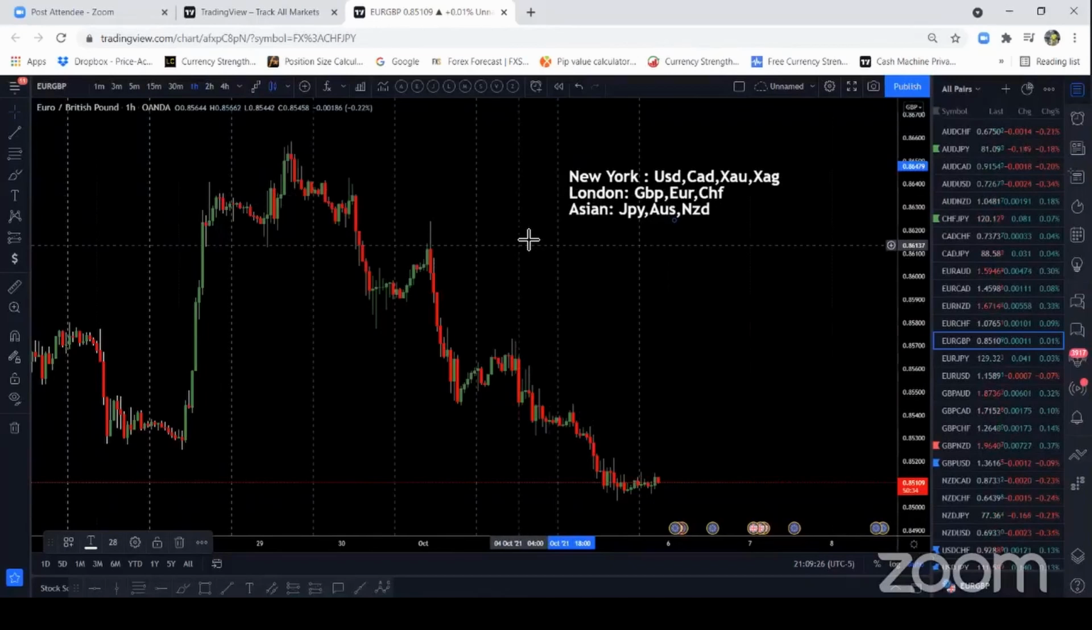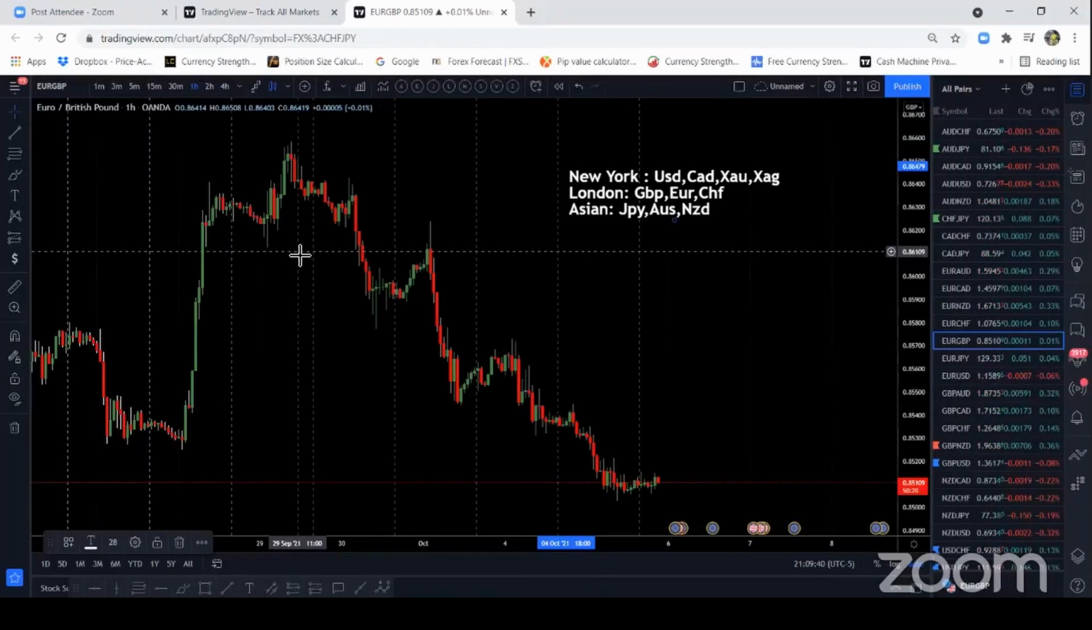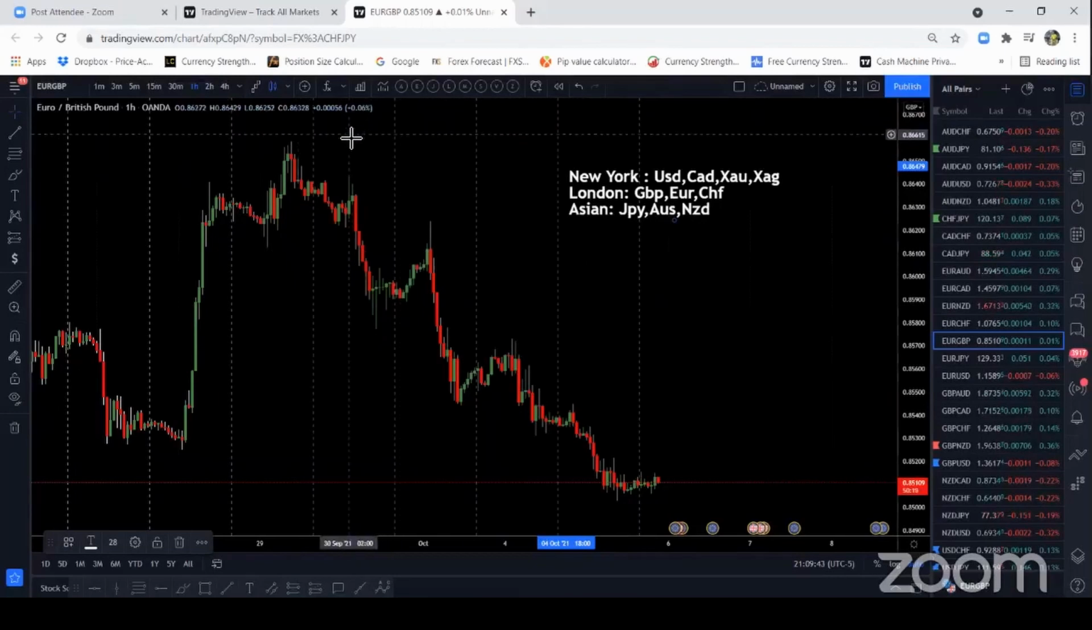And for Asian session, that usually starts 4 p.m. and it goes to about almost 1 a.m. Central Standard Time. So here's what I'm looking at, right? I'm not using any indicators. I can show you how indicators can help out, but right now I'm not using any indicators.